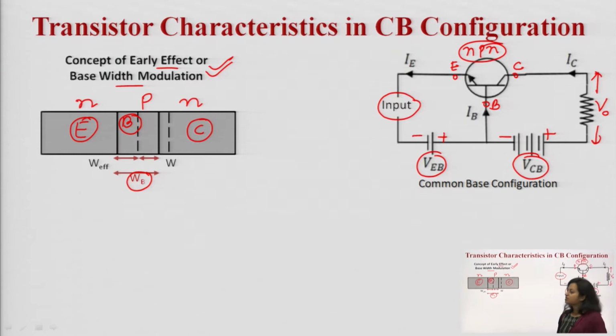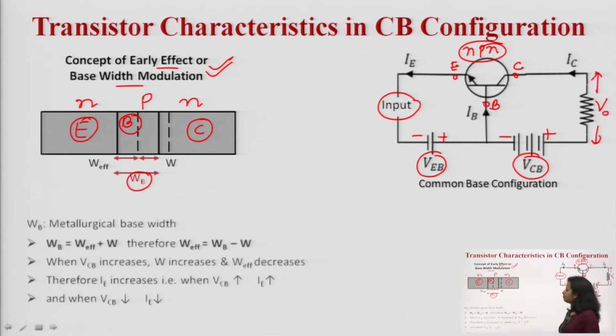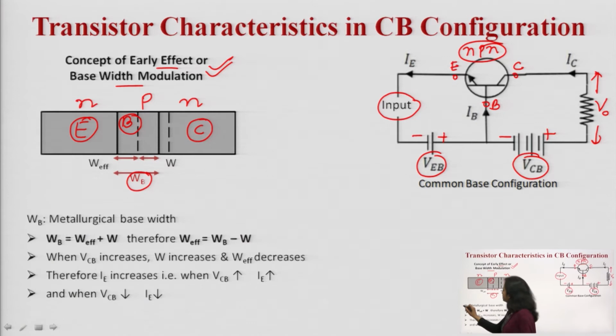Now, what is W effective and W? As I have told you, WB is the metallurgical base width. Here you can see in this particular diagram, WB is the sum of W effective, which is this, and W. WB is the sum of W effective plus W. What happens? You know that the emitter base junction is forward bias, but the collector base junction is reverse bias. So, when this is reverse bias, the depletion layer width will be high.